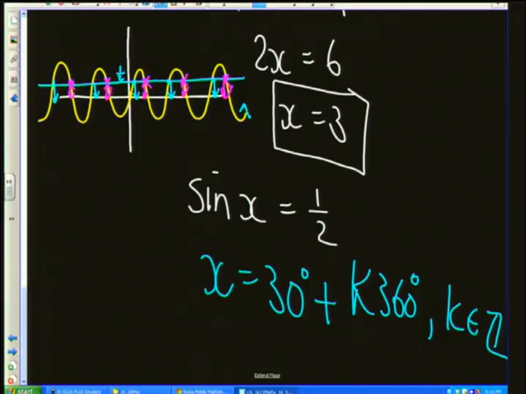Now the pink ones, okay, remember that sine is positive if we have 30 degrees, but it's also positive after 90. Between 90 and 180, there's a solution there as well that gives me a half. And that value is 150.